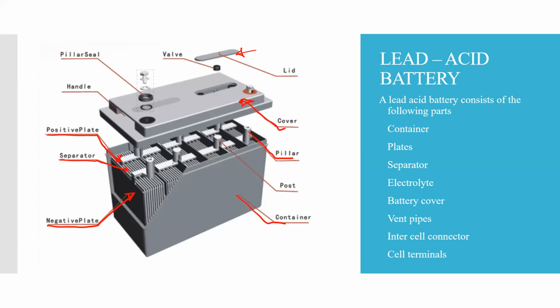So these are the main components, I can say. One is the container in which everything is contained. Second is the plates, positive plate and negative plate. A separator is between the positive plate and negative plate. Electrolyte solution. Battery cover. As you can see, the cover is here. Vent pipes, I will show them later. Intercell connector, I will also discuss this, and cell terminals.